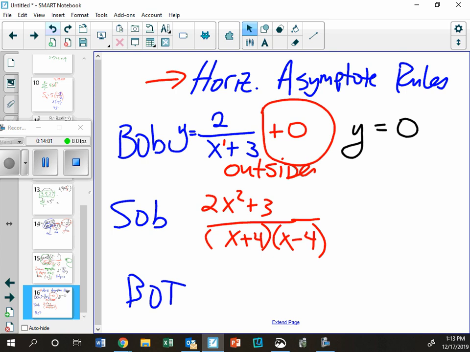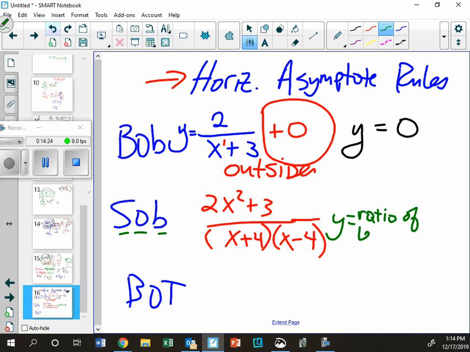What's the degree on the top? 2. What's the degree on the bottom? 2, because if you multiplied that out, wouldn't it have an x squared in it? That means it's degree 2 on the bottom. Okay, so these are degree 2 on the top and the bottom. That is called the same on both. The rule for that is y equals a ratio of lead coefficients.